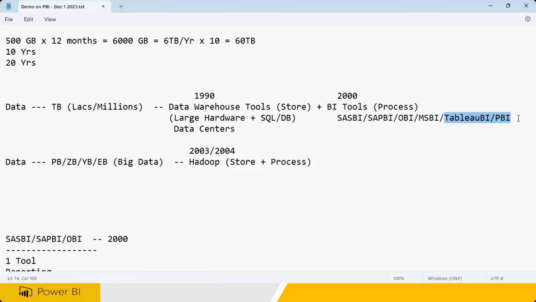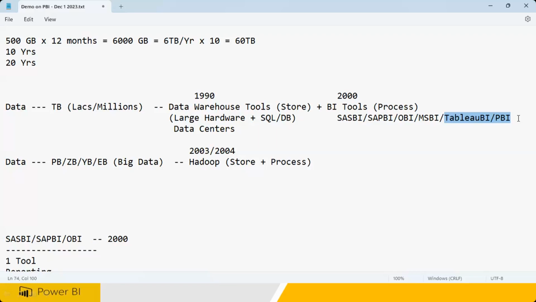Data analytics people and data science people have to learn either Power BI or Tableau BI. But Power BI is much easier, and most companies are using Power BI. That is the reason many data science and data analytics people learn Power BI. You can also learn Tableau BI, there is no problem. Within 2 months, you will be able to learn Power BI.